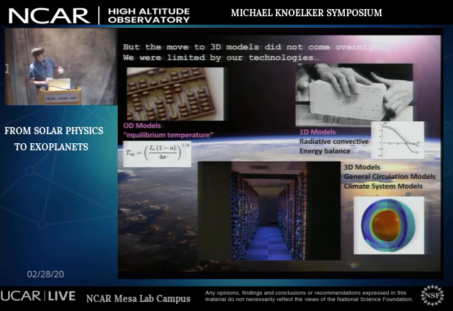So the first easiest thing to do, and it is still done, is calculate the so-called equilibrium temperature of a planet just based on the insolation and some assumed albedo and black body emission. For the last several decades, we've used 1D models to great effect, both 1D radiative convective models along with 1D energy balance models, perhaps equator to pole or pole to pole.